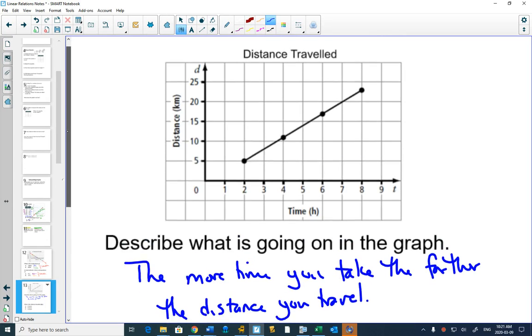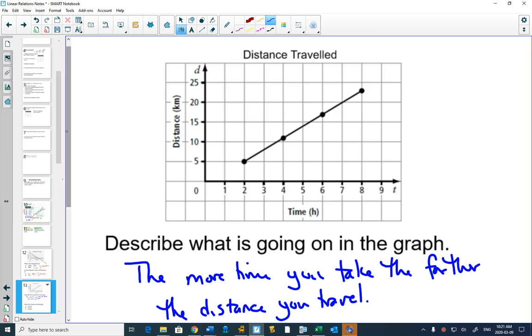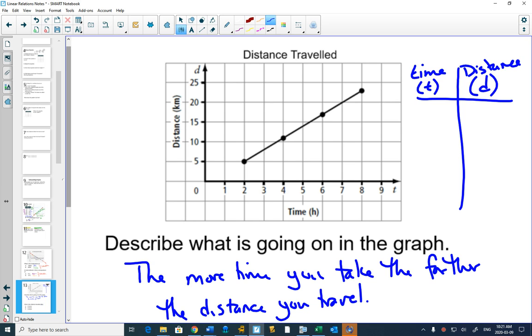Now what we're going to also do for this one is we're going to make a chart with the points that we know. We always put the x-axis first. The x-axis was time. The variable was t. The y-axis is distance, and the variable they're using is d. D for distance, T for time. I wonder where they came up with those letters.